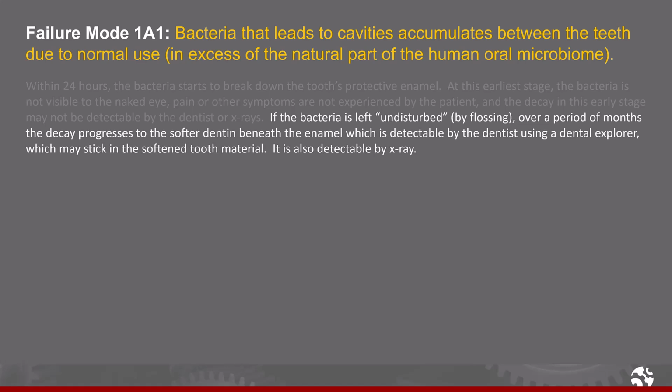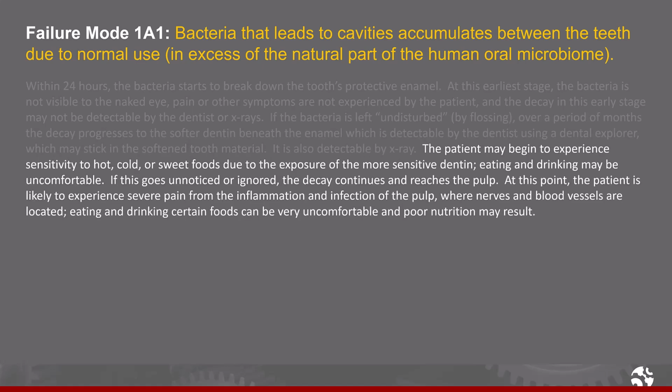If the bacteria is left undisturbed by flossing, over a period of months, the decay progresses to the softer dentin beneath the enamel, which is detectable by the dentist using a dental explorer, which may stick in the softened tooth material. It is also detectable by X-ray. The patient may begin to experience sensitivity to hot, cold, or sweet foods due to the exposure of the more sensitive dentin. Eating and drinking may be uncomfortable.